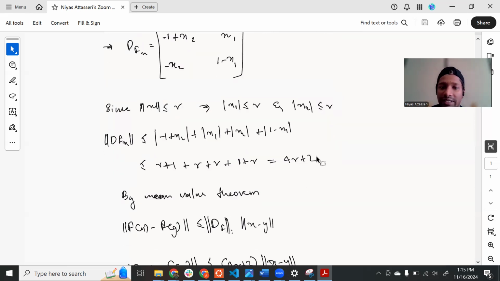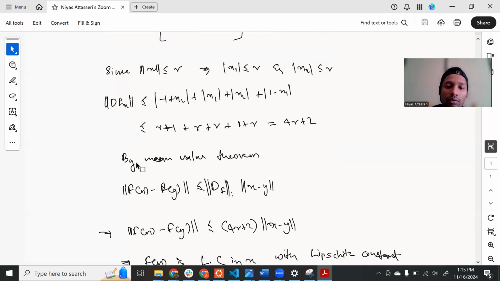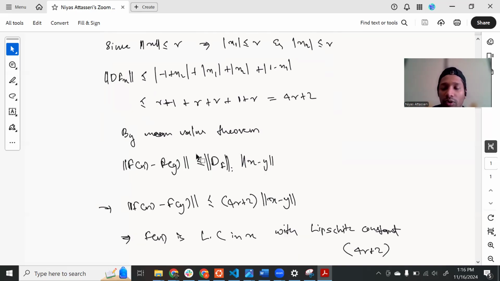4 times r plus 2 is a scalar because r is a scalar. Now, by the mean value theorem, we can write that the norm of f of x minus f of y is less than or equal to the induced norm of the Jacobian multiplied by the norm of x minus y. Now we also know that this norm is bounded by this particular value. So we can replace that value with this one because there is no change in the inequality, since the Jacobian norm will always be less than this value.